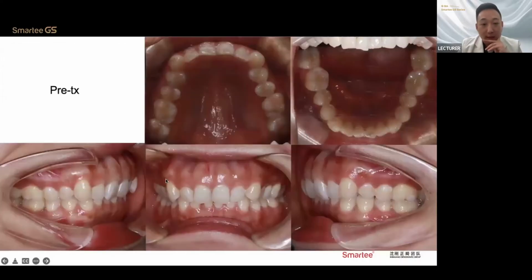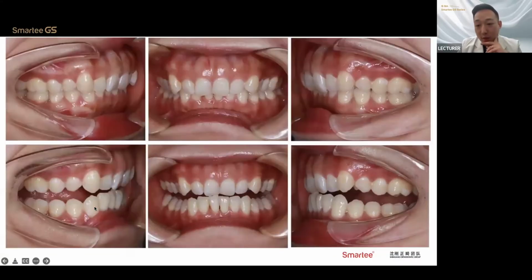Okay, this is what the patient has at the very beginning. The very deep overbite and the class 2 canine and molar relationship here, and the narrow dental arch here, and some crowding here. Okay, when I ask the patient to move the mandible a little bit forward, you can see the open bite here. That means the deep curve of Spee.